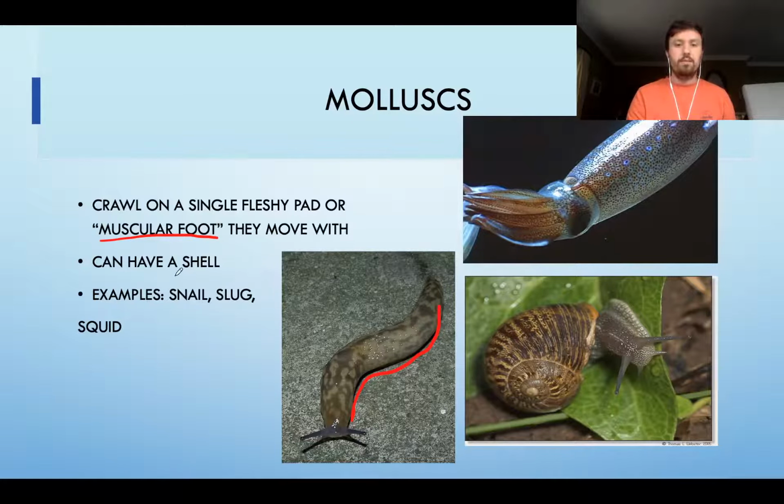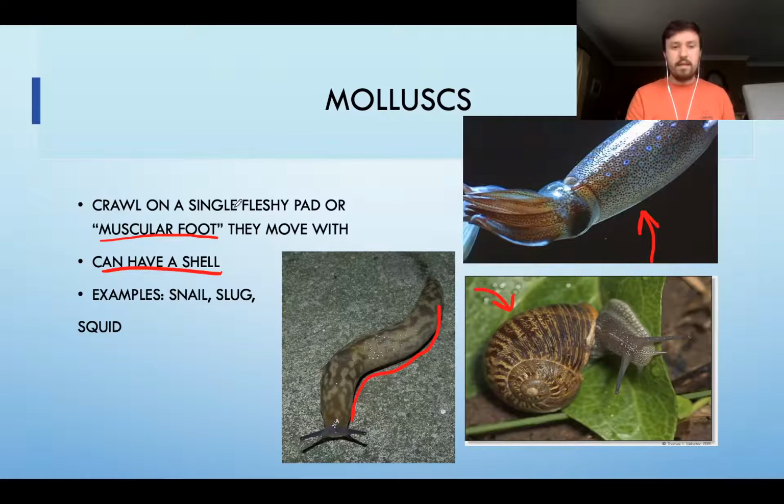And they also sometimes can have a shell. A lot of them have shells, so we see them here on this snail. And actually on the inside of squids up here, it looks soft on the outside, but on the inside, they have these hard, bony shells, and that's kind of a good defining factor of a mollusk.